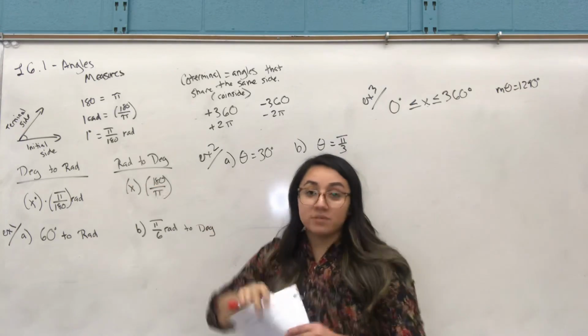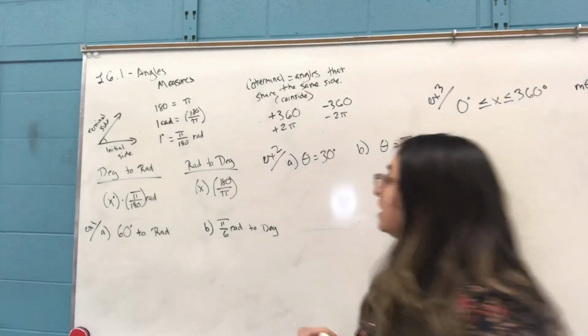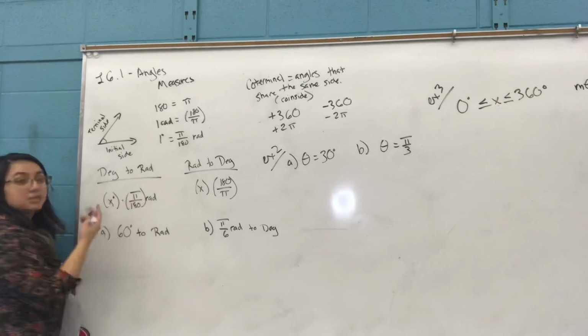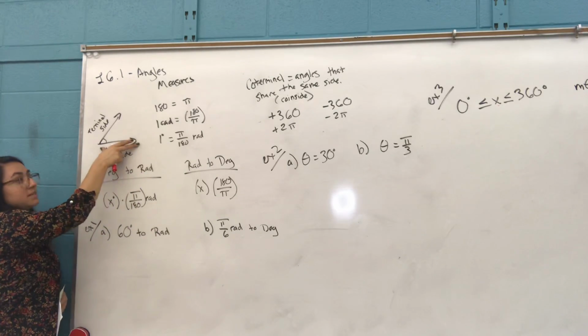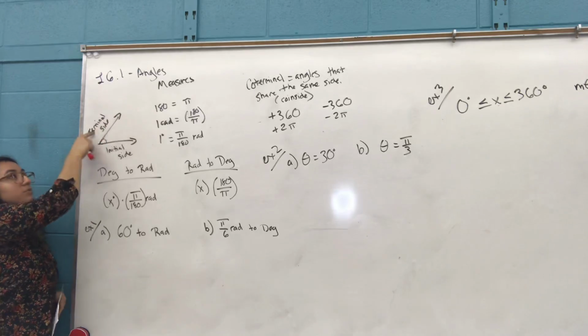First thing is the angle measurement itself. They have a terminal side and the initial side. So for example, 30 degrees. This will be the initial side because it starts at the bottom and it goes up to here, which will be the terminal side.